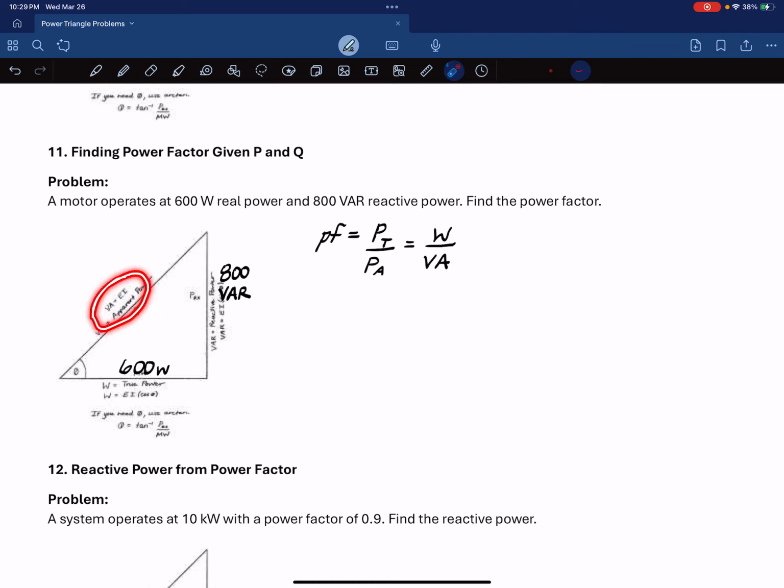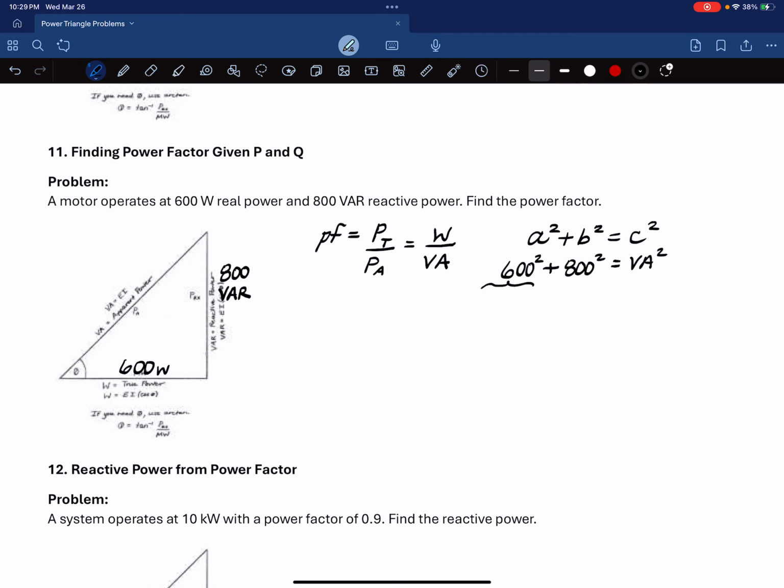Unfortunately, we don't know VA, but we do have the two legs of the triangle, so we can use Pythagorean theorem to find VA. So we have A squared plus B squared equals C squared. Or, for us, VA is hypotenuse. A squared is 600 squared. B squared is 800 squared. And then we just need to do some math.